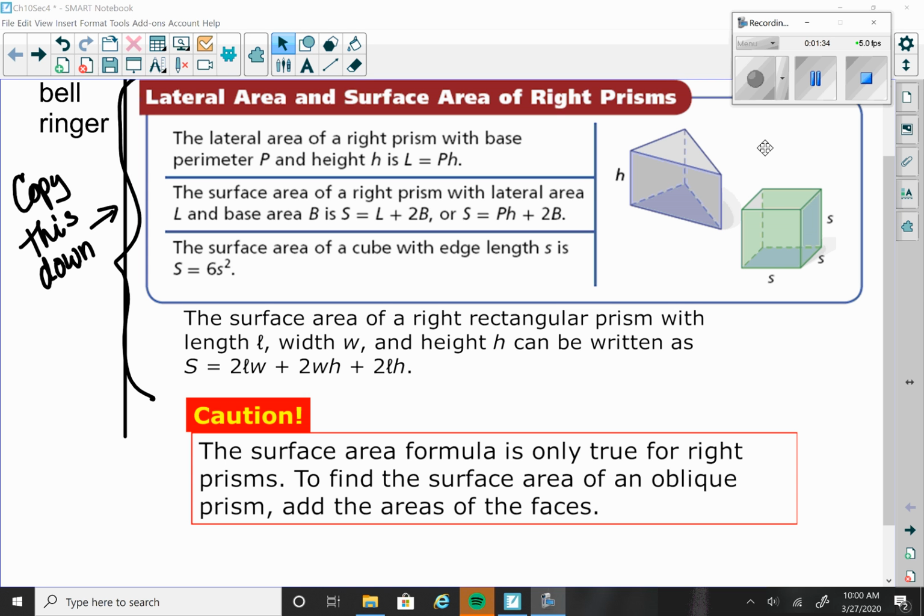Also notice down at the bottom, there's a caution. The surface area formula is only true for right prisms. A right prism is a prism where the sides are perpendicular to the base, kind of like where it's standing straight up and down. It is not the same formula for an oblique prism. Luckily, we're not finding surface area of oblique prisms, but I will show you some later. Oblique prisms are ones that are slanted or tilted. So again, these formulas are only for right prisms.